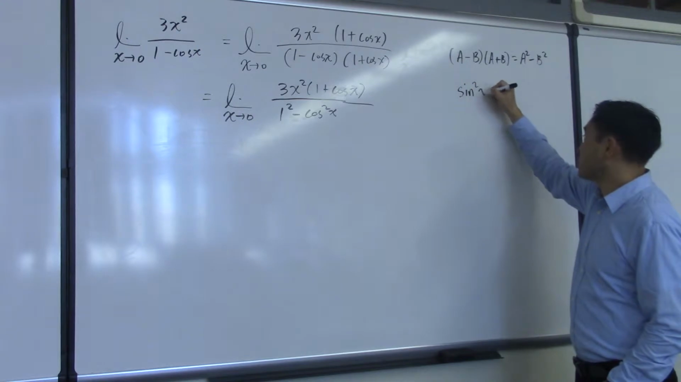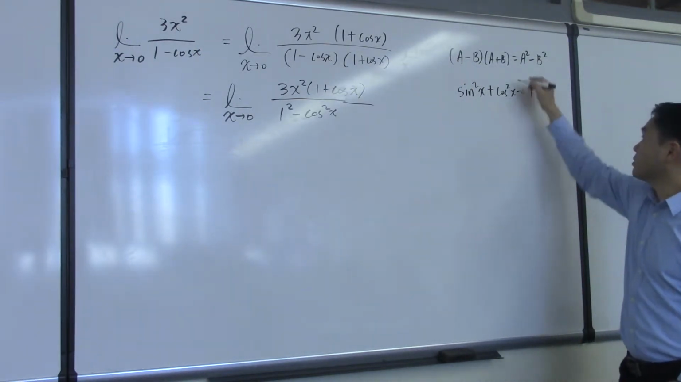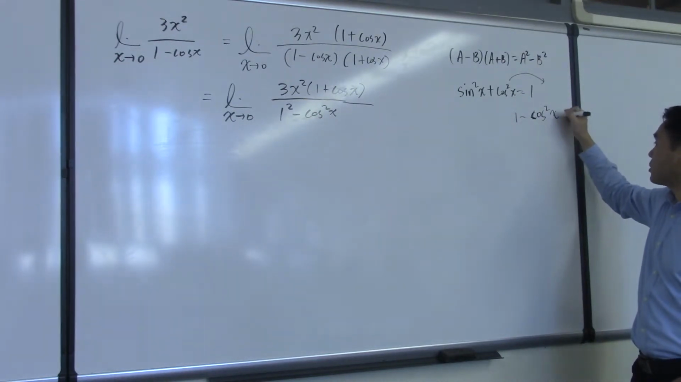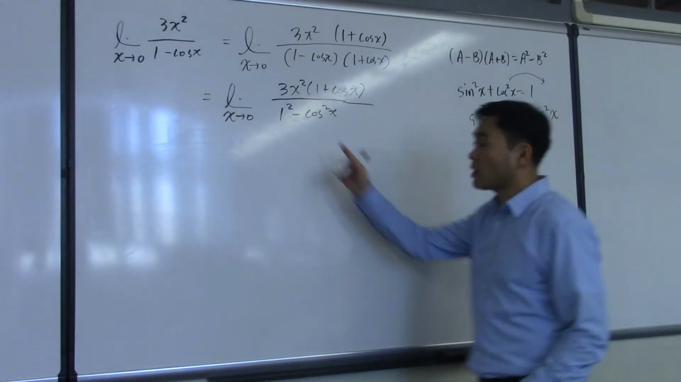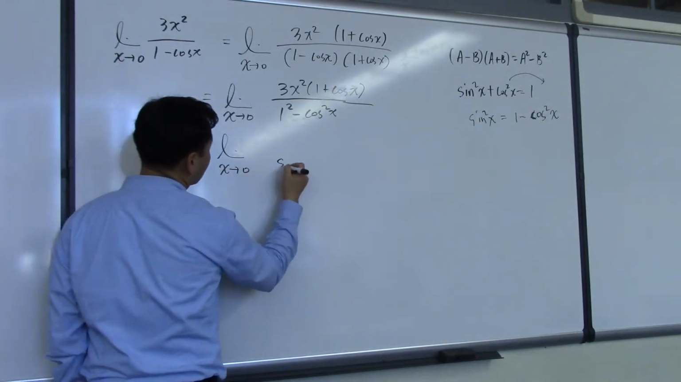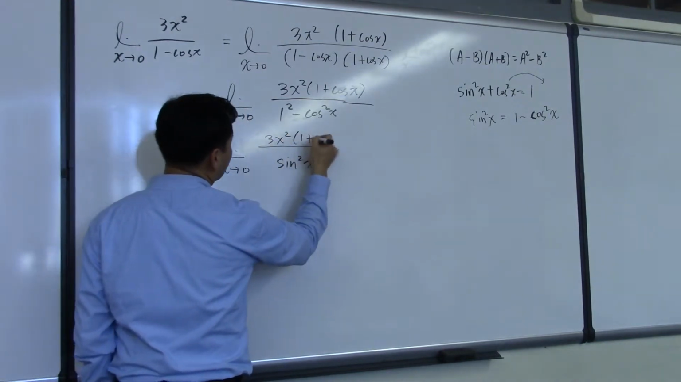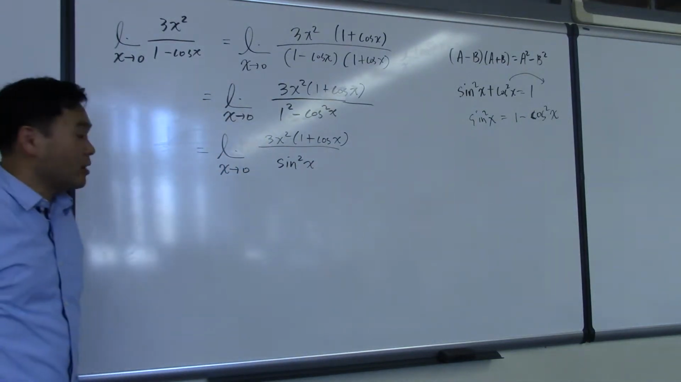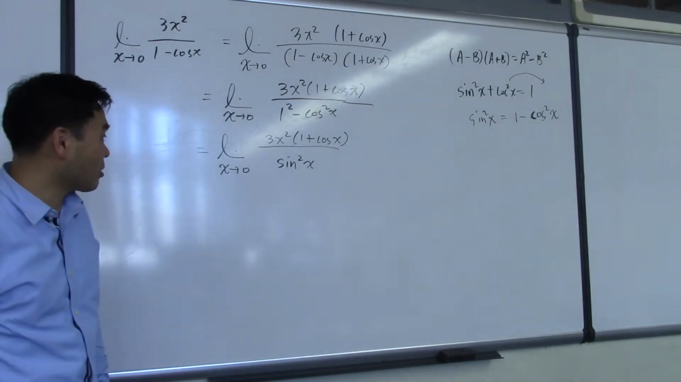Then you have to use the formula sine squared x plus cosine squared of x is 1, which means that if you move the cosine squared to the other side, 1 minus cosine squared of x is the same as sine squared of x. So I can replace this by sine squared of x. Okay, that's as simplified as possible once I multiply 1 plus cosine x top and bottom.